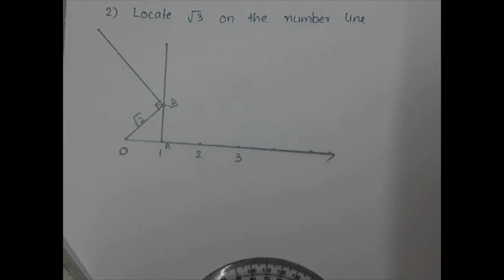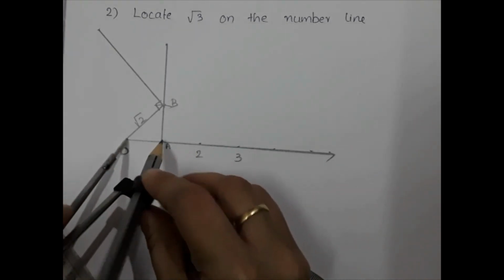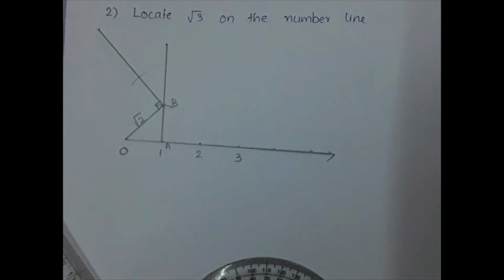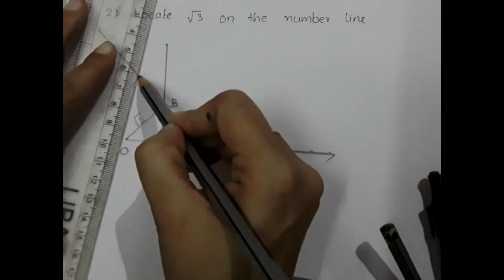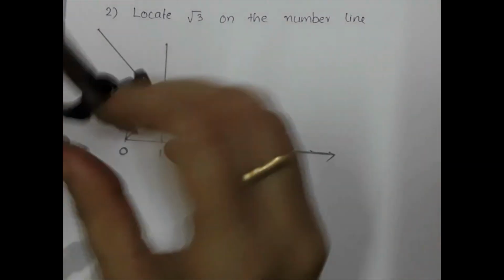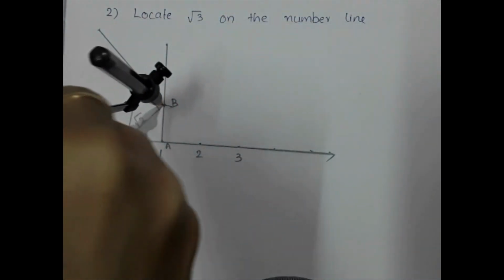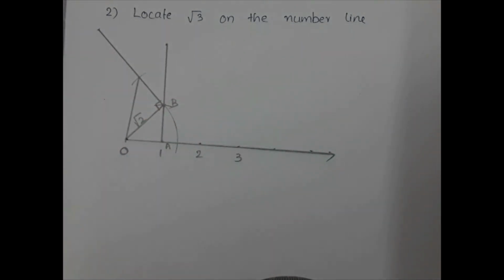Okay, then you have to take again 1 unit, that is this much is our 1 unit, and from the point B you have to cut. Then you have to join these two lines. Okay, but we didn't represent root 2 on the number line, is it? So for that purpose you have to take this root 2, and then join here. So this represents what? Root 2. That is, the point P represents root 2.